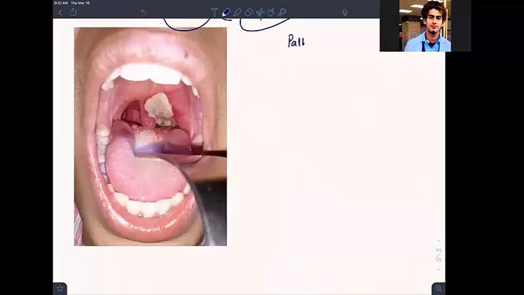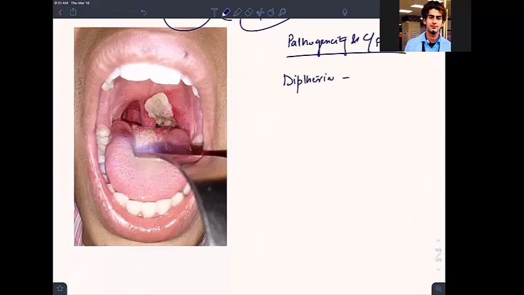So if I go into the pathogenicity and clinical features, remember the first concept: once you have diphtheria, it is not bacteremia. It is toxemia. Second thing to understand is this is a non-invasive bacteria. That's why we are saying it can't be bacteremia. It is toxemia. It can produce toxin and put it in the blood.